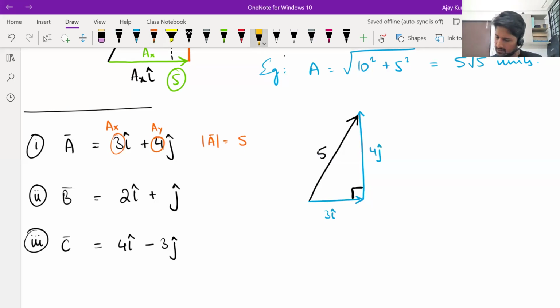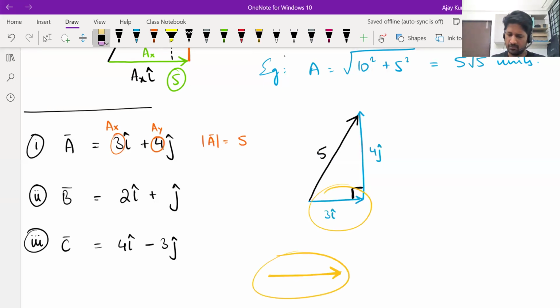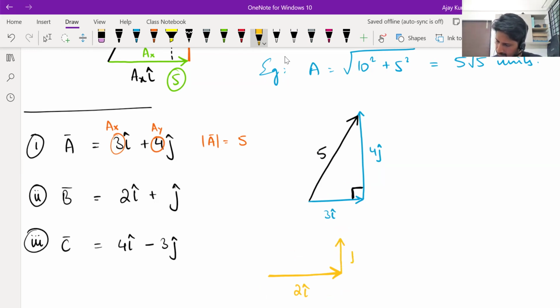Next vector, 2i cap plus j cap. Let me draw that vector quickly. 2i cap is like this. I'm not referring to the first question anymore, because in the first question I called this 3, so this cannot be 2, it's longer. But anyway, I'm solving the second one independent of the first one. So 2i cap plus j cap. j cap means 1 j cap, as I said. This is 1 j cap.